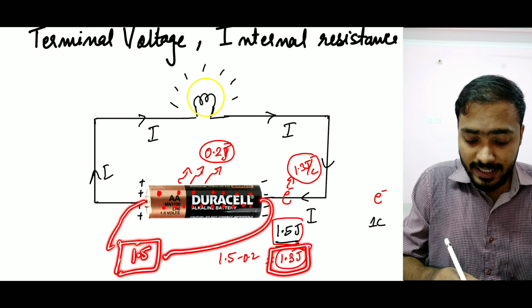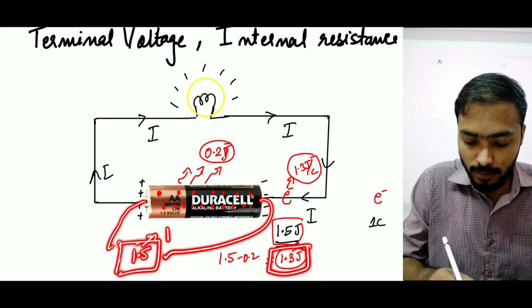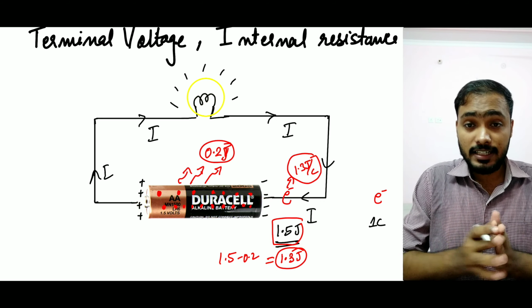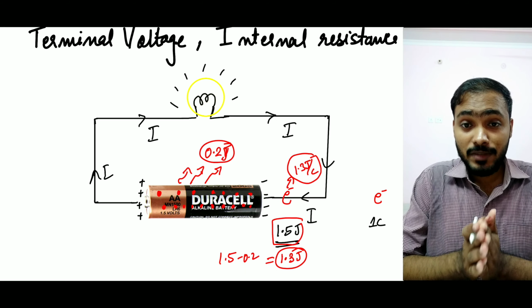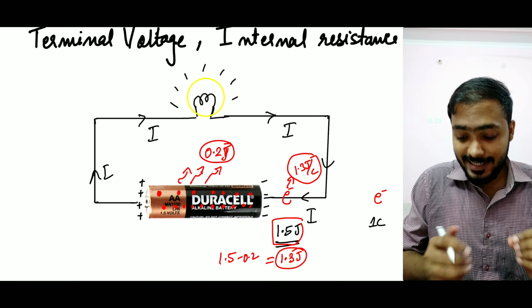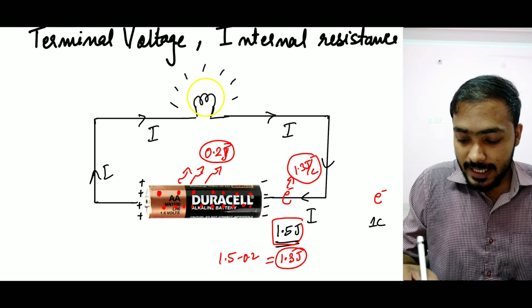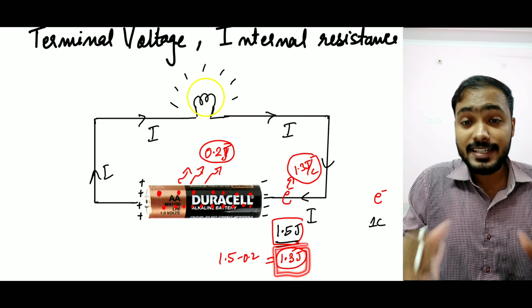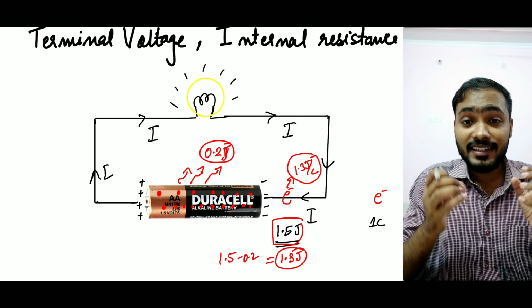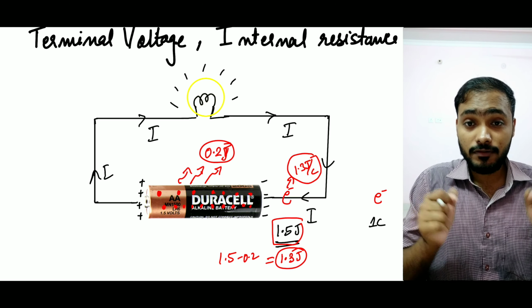You will always get less than 1.5 volt. You will be getting 1.3 or sometimes 1.2, depending upon the conditions of the battery. Is that a yes or no? So what is your terminal voltage? Terminal voltage is the potential difference across your cell or battery when some current is drawn from it, right?